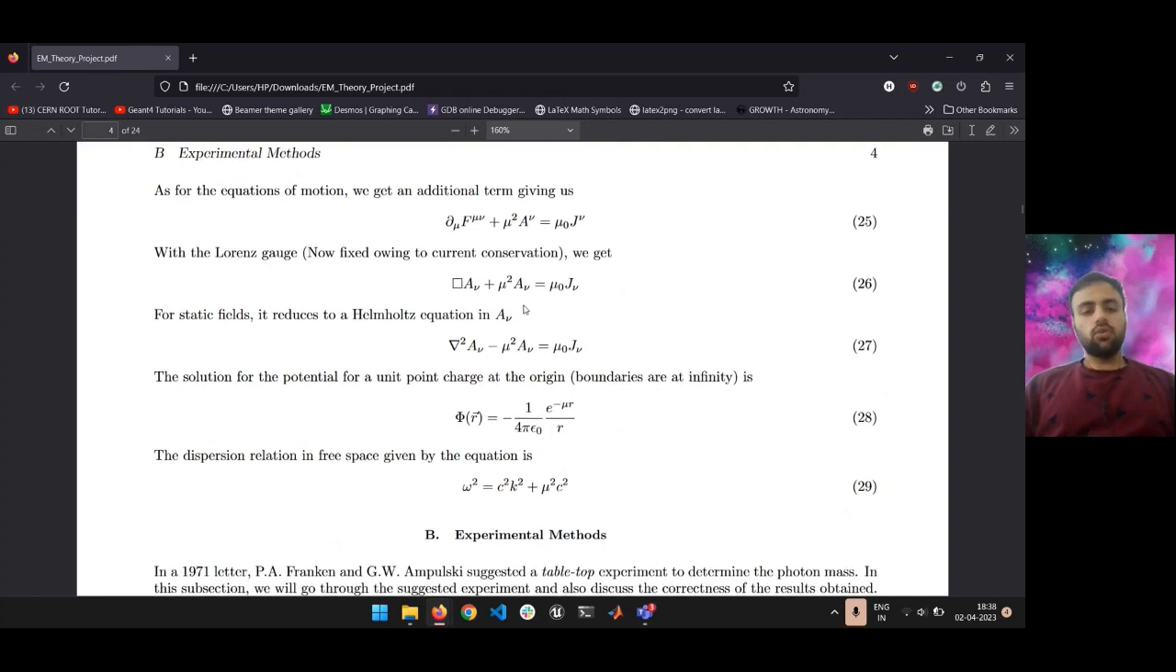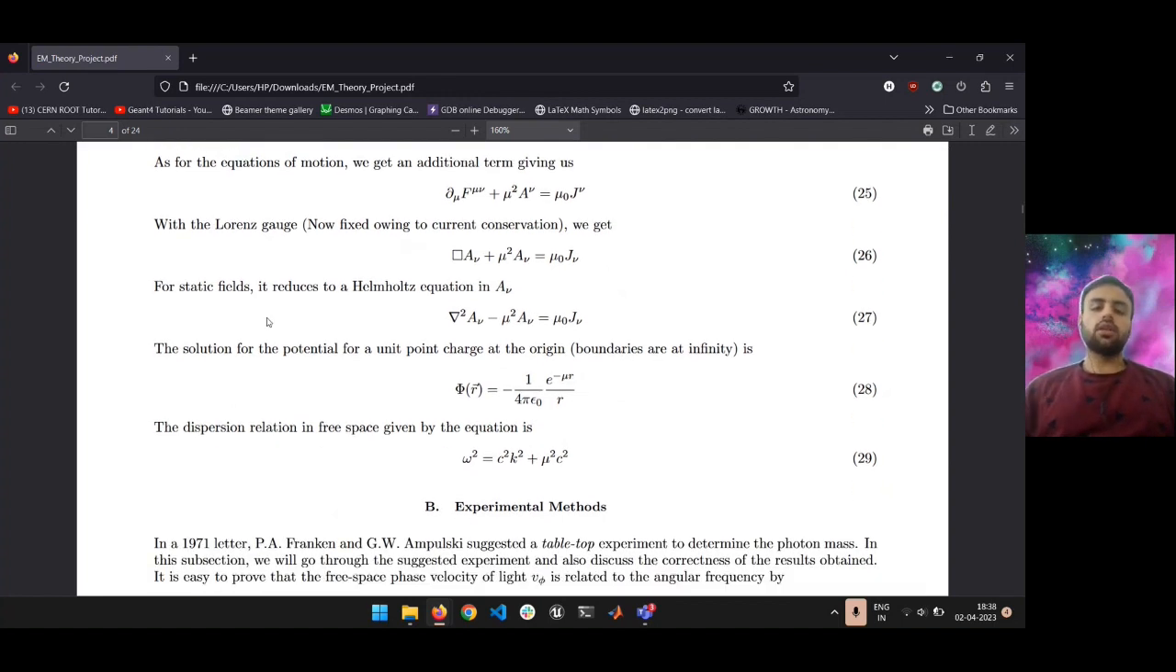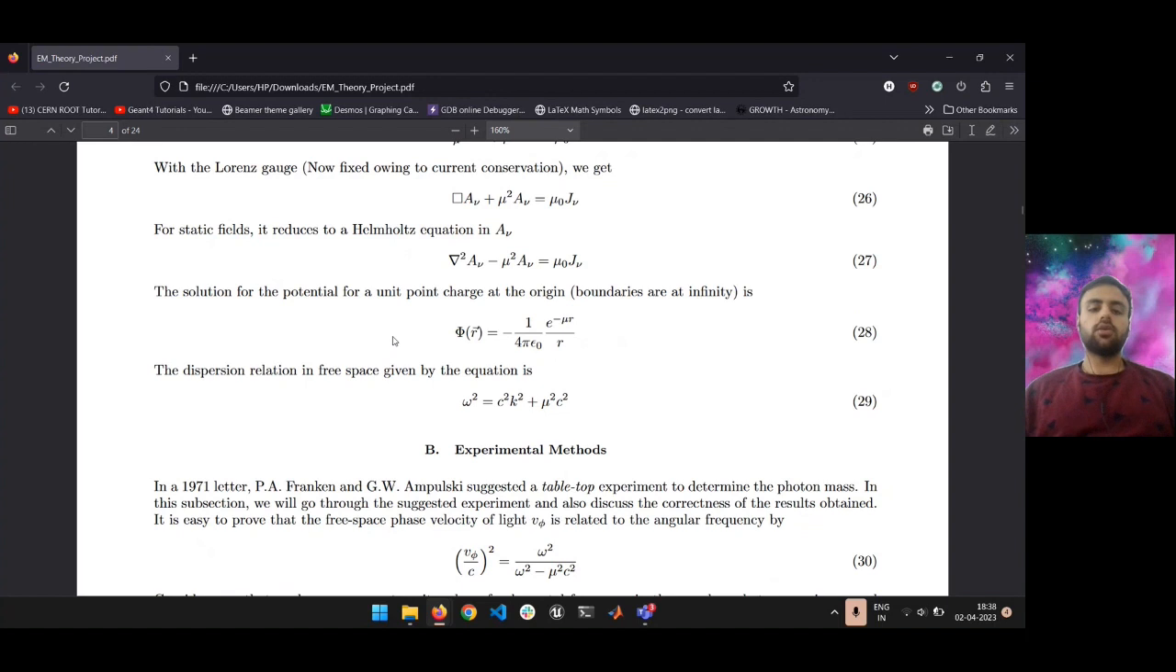Now, assuming the Lorentz gauge and also considering the electrostatic case, we obtain this equation for A nu, and when we specifically try to solve for the electrostatic potential, this is what we get, this phi of r. So you can see that this is very similar to the Coulomb potential, except that there is one new term here, which is e raised to minus mu r. And again, as a sanity check, we can just try putting mu here as 0, and we obtain our original Coulomb's law. So this all agrees with the case of the massless photon.